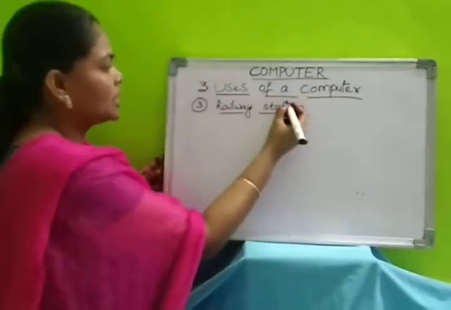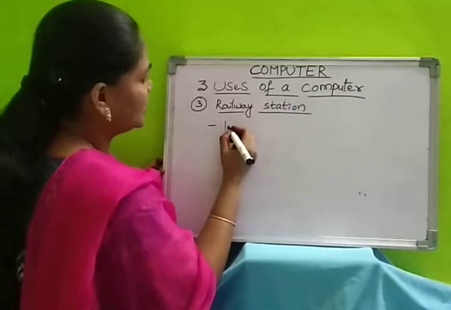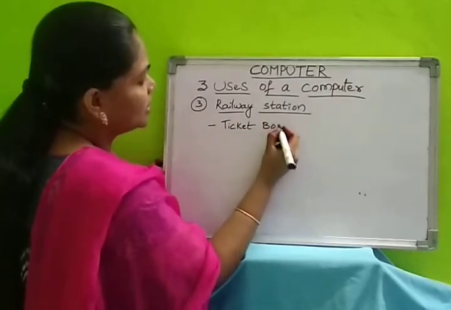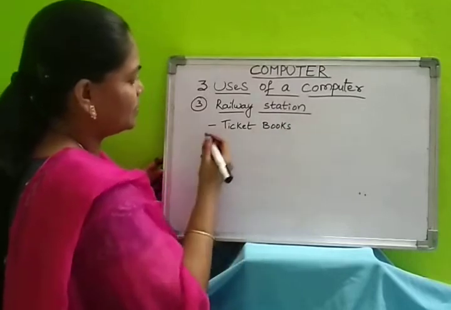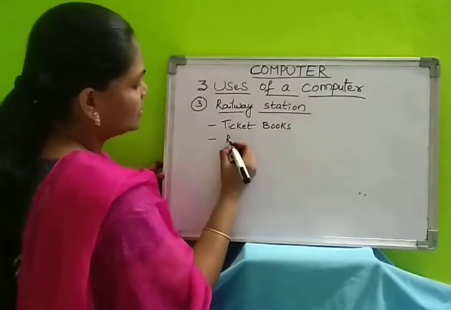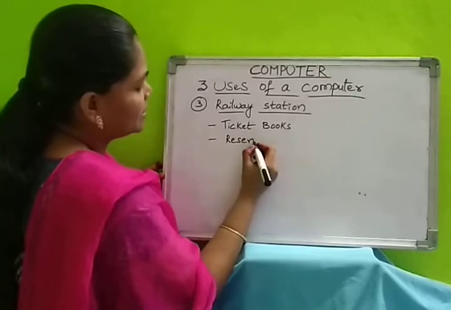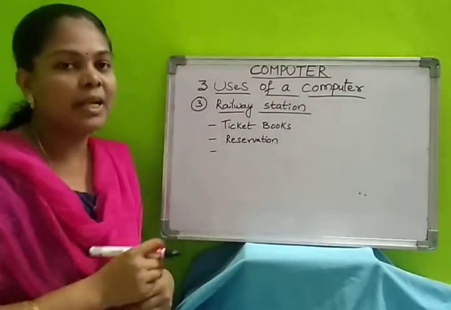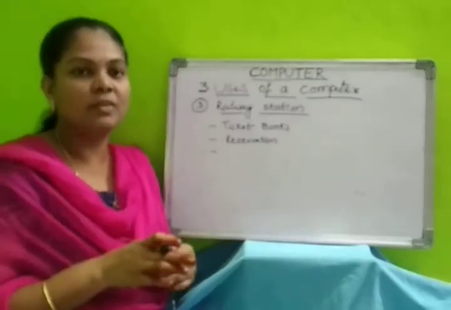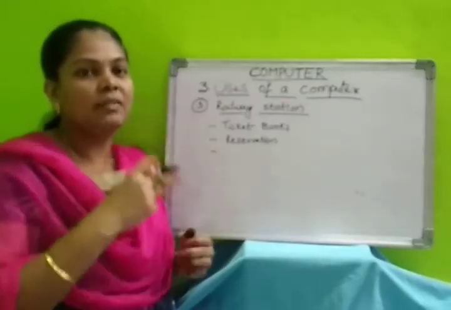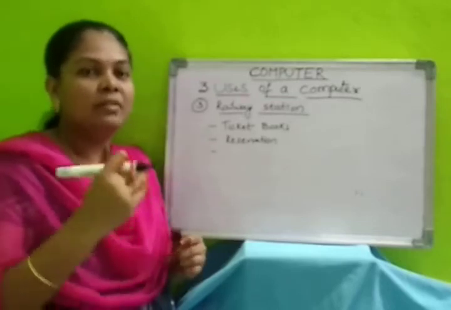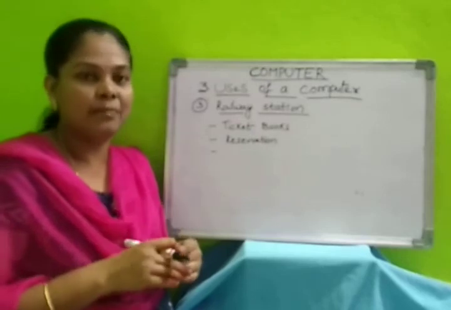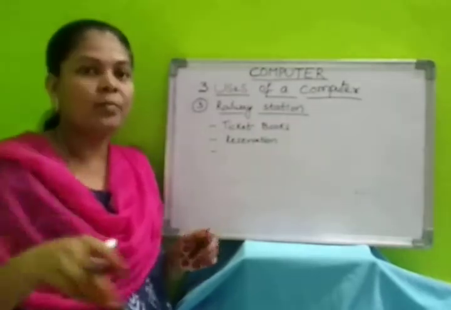Okay. So in the railway stations, for ticket booking or for reservations, we will use the computers. And one more, to display the information of the trains. That means which train will come at what time and which train will leave at what time. That means the departure time and arrival time. They will display it on a board.